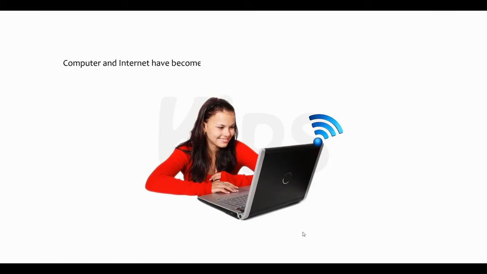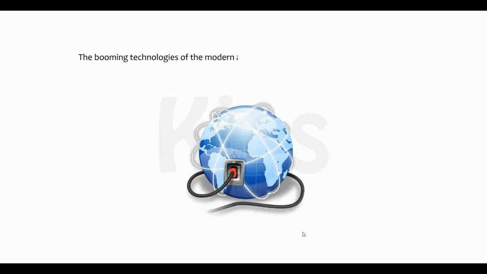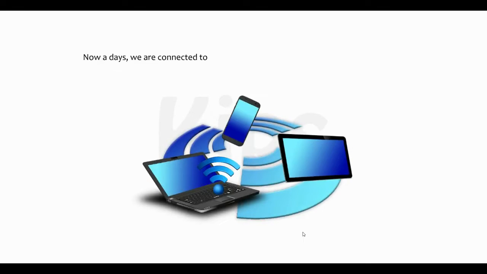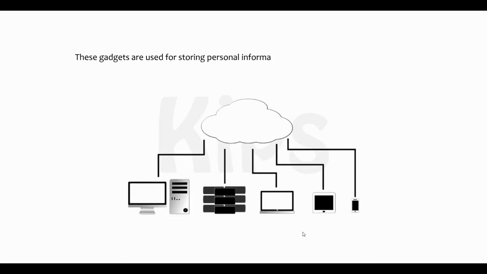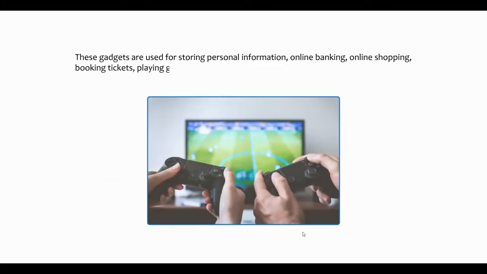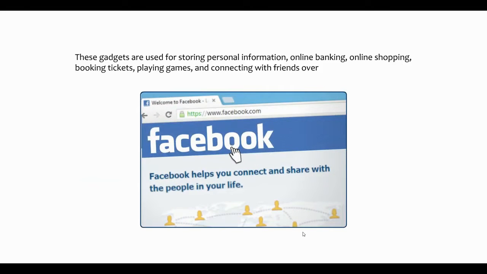Computer and internet have become inseparable parts of our lives in multiple spheres these days. The booming technologies of the modern age have made our lives much easier and more connected across the globe via interconnected networks. Nowadays, we are connected to the internet by many means, that is, through computer, smartphones or tablet. These gadgets are used for storing personal information, online banking, online shopping, booking tickets, playing games, and connecting with friends over social media.